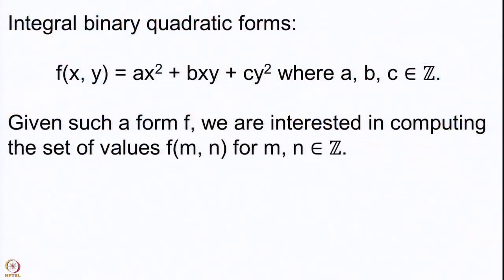Now, the main question in this theory is to find the value set of such a form. Whenever we are given such a form f x y, we want to know what is the set of values f m comma n, where m and n are integers. We are going to take all possible integer values for m and n and put them in our form. So, we are going to get a m square plus b m n plus c n square.